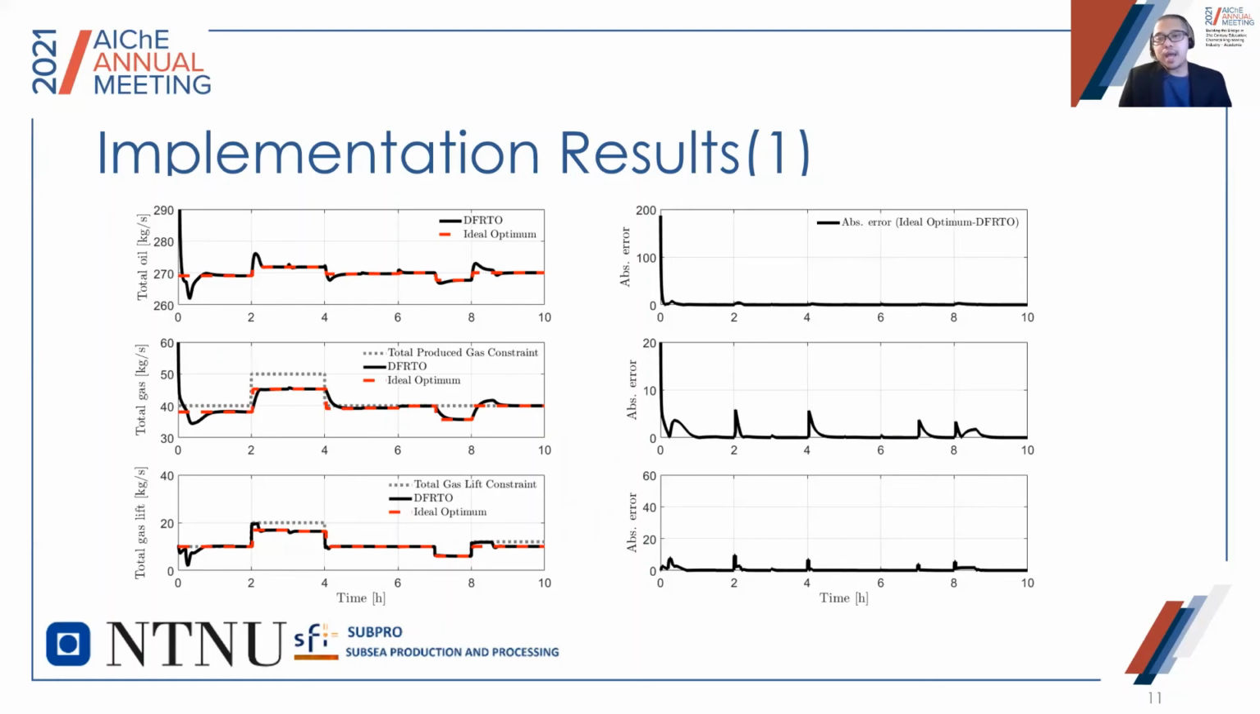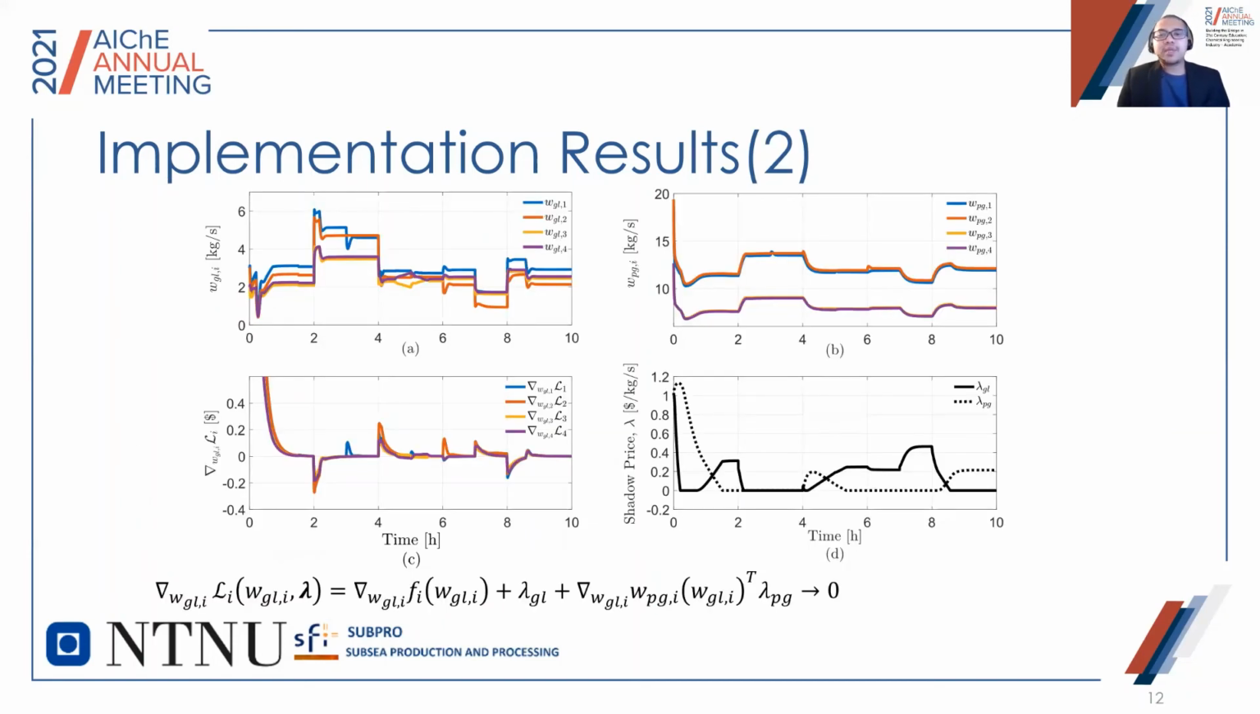As expected, this method will have dynamic violations, especially in active constraint switching, which can be clearly observed in the figure. If we look in a bit more detail, we realize that these dynamic violations happen because the central constraint controller does not provide the optimal shadow price immediately, as shown in figure D. So there is some iteration that you need to do to get the optimal shadow price. Figure C shows that our PI controllers work well in driving the estimated gradient. By doing so, and by updating the shadow price, we can optimally allocate the resources, which in this case is the gas lift rate.